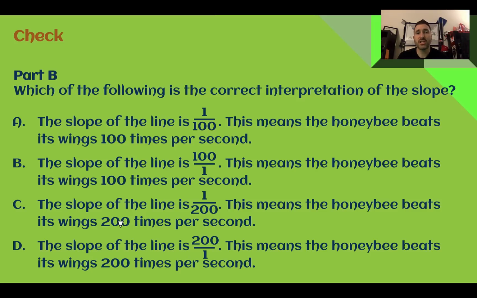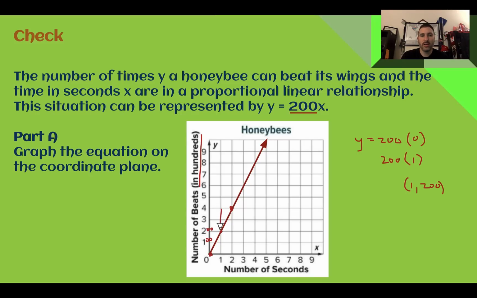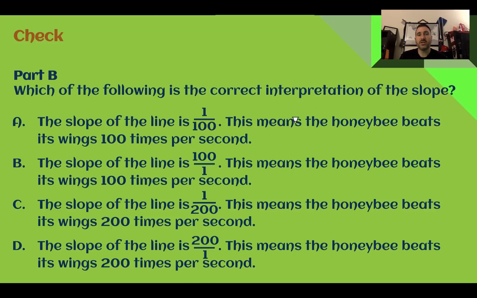And then part B, which is the correct interpretation of the slope? Our slope here, we went up 200 every second that we went more. And we can see the slope here is 200. So which one is going to show us 200? The only correct one that has 200 is D. This is not 200. This is not 200. This is close, but it's switched. This is the only one that's showing 200 beats per second.